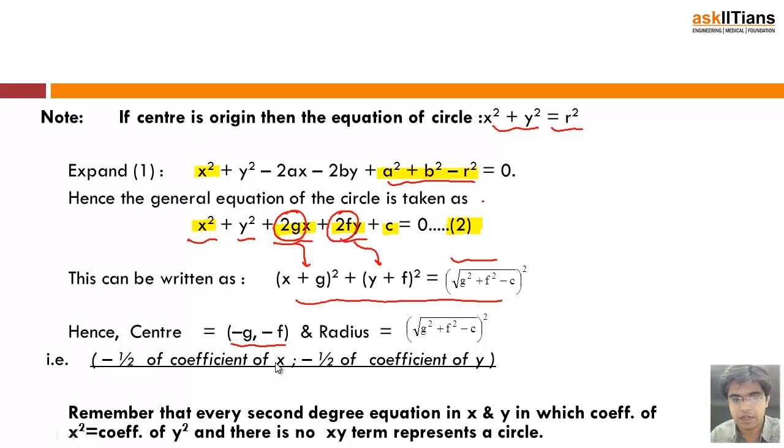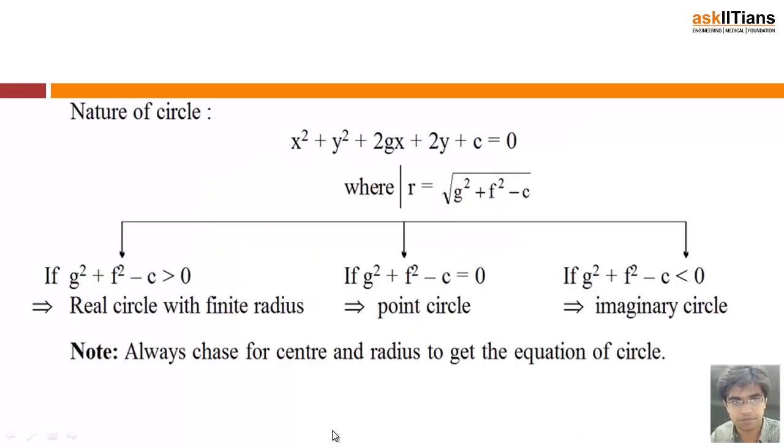So remember that any second degree equation, if you find that the coefficient of x square and coefficient of y square are equal, and if there is no xy term, then that equation represents a circle. So this is just a trick to identify whether an equation represents a circle or not. Now we'll come to the nature of circle.